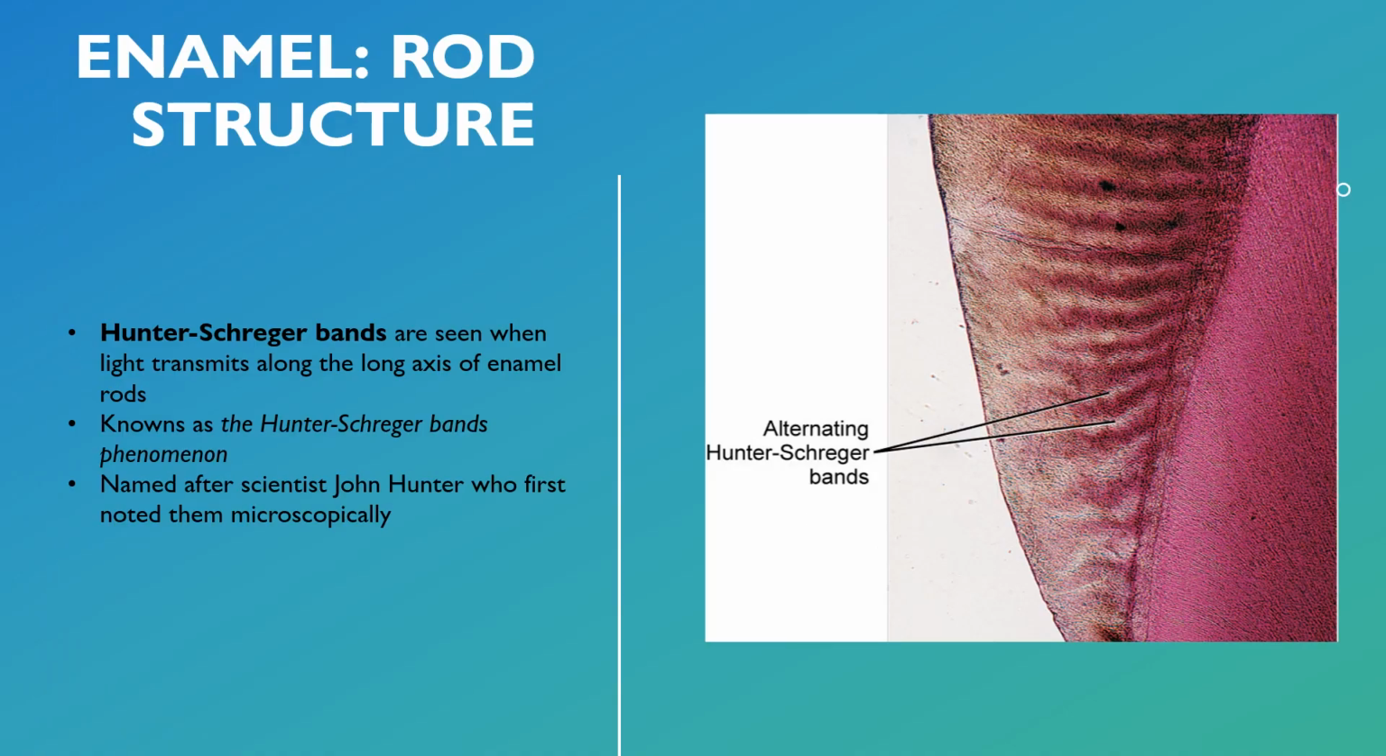And now let's have a look a little bit closer at the Hunter-Schreger bands. So again, remember, these are those light and dark bands that are seen when light hits the surfaces of the enamel in a certain way or a certain angle. So these are named after a scientist named John Hunter, and he was the first one to actually note them microscopically. So that's why they became known as the Hunter-Schreger bands. Okay, so then again, this is just another microscopic cross-section that you can see the light and dark bands.